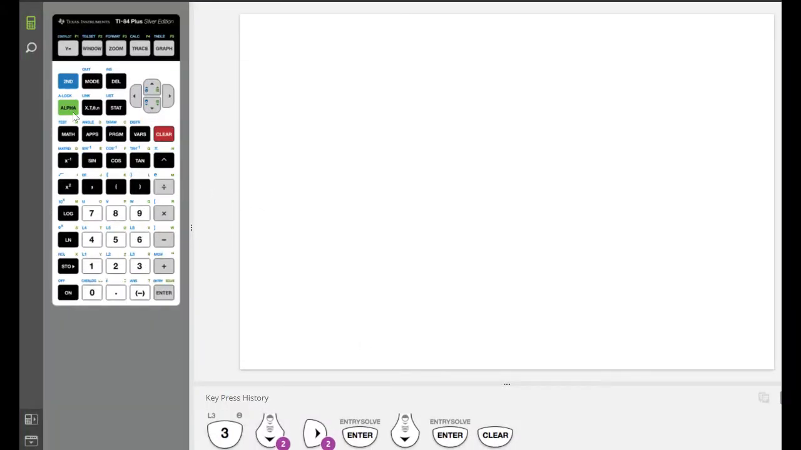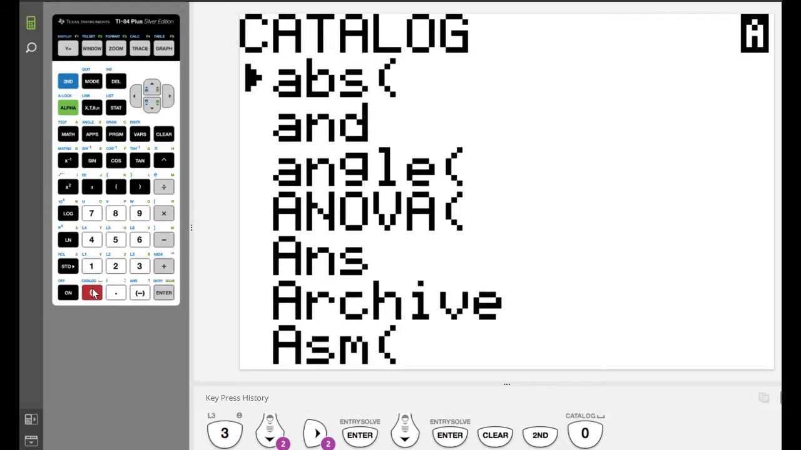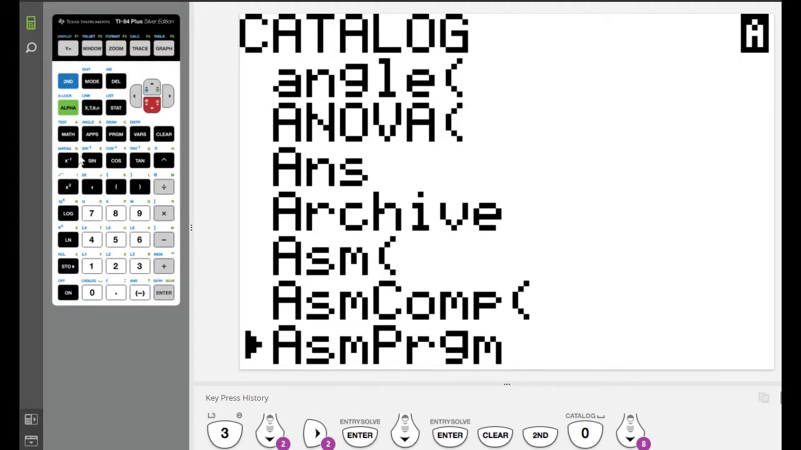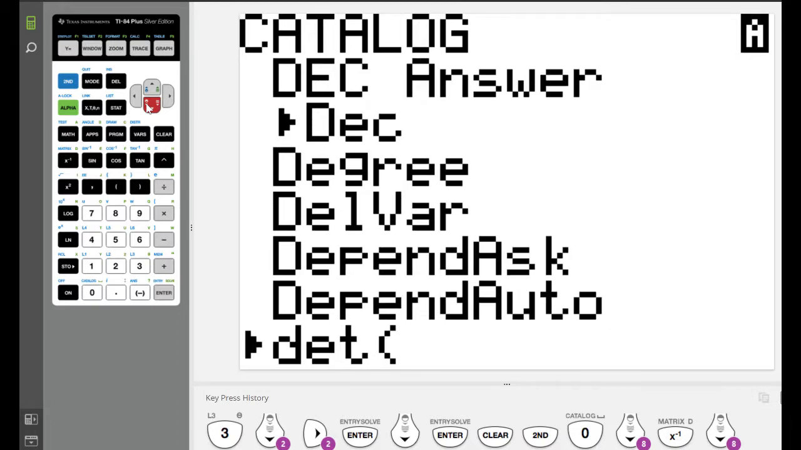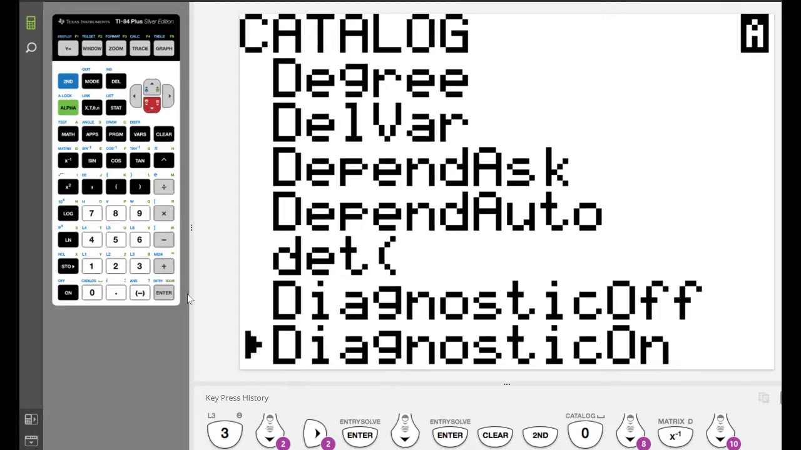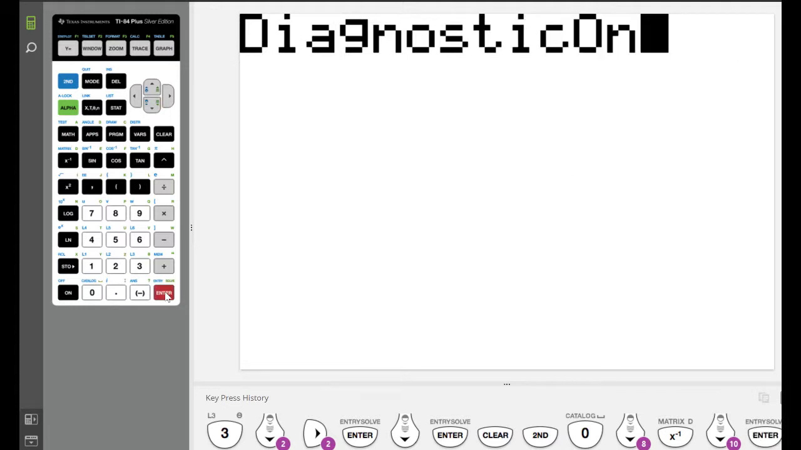To enable your diagnostics, you're going to hit 2nd 0. That is going to bring up your catalog. In this catalog, there's an option for DiagnosticOn. It turns on your diagnostics. So either you can scroll all the way down till you get to the D's, which is a lot of scrolling, or, above my X to the -1 button, you can see a green D. If I press that, it takes me straight down to the D's. Now I can find DiagnosticOn. I select that by hitting enter, then I hit enter one more time to actually enable the diagnostics.